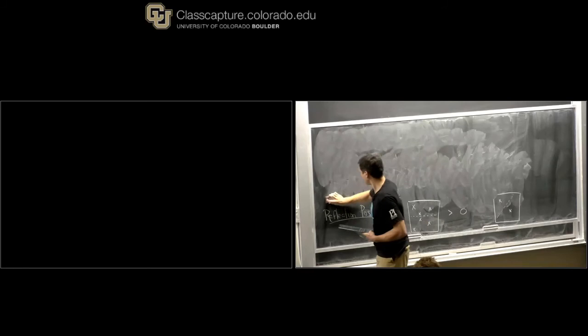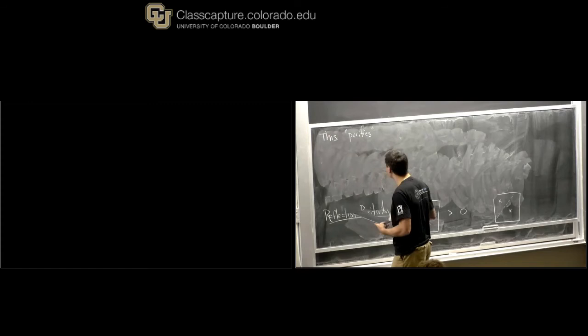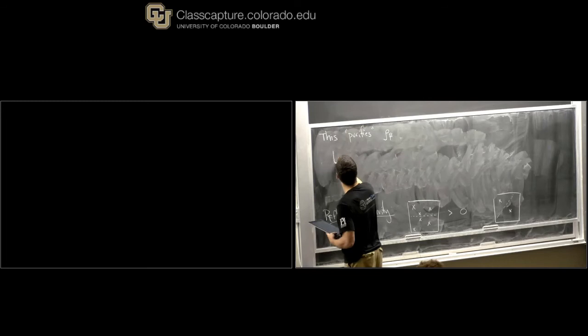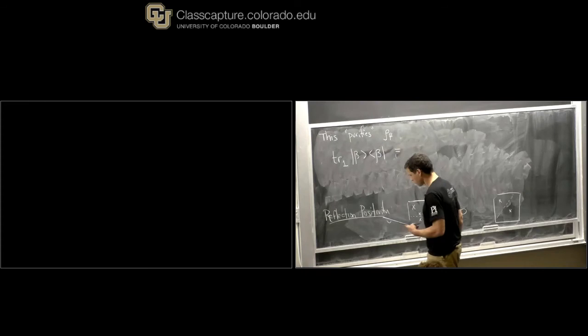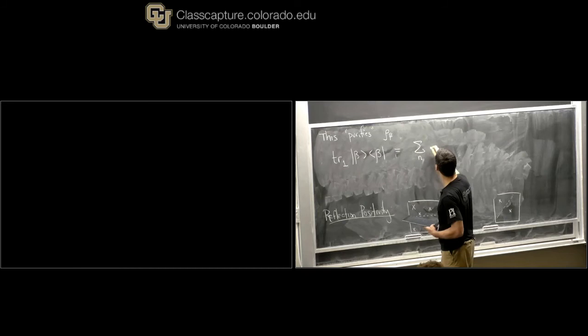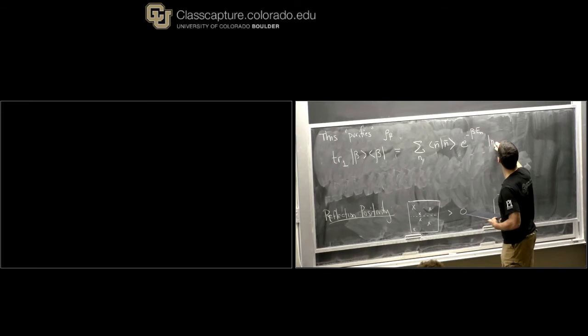So this purifies the mixed state rho beta, that is, the partial trace over system 1 of the pure state beta is, well, let's do the trace. There's a sum over n. There's a n bar, n bar. There's an e to the minus beta E_n. And there's a n, n.